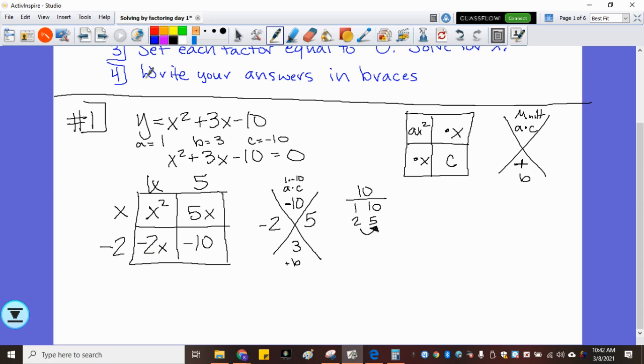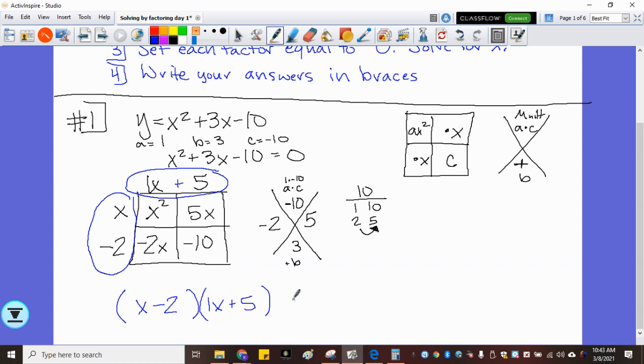So when you factor, the outsides are your answers. So here are your answers: x minus 2, x plus 5. Remember, it's a positive 5, so you have to put a plus 5 in there. But we're not done now, because we still have to solve. We're trying to get 2 answers.